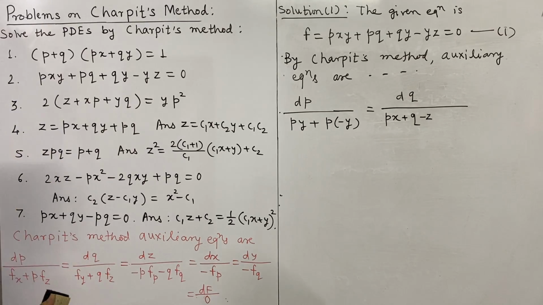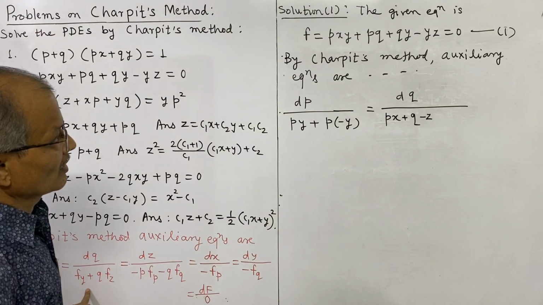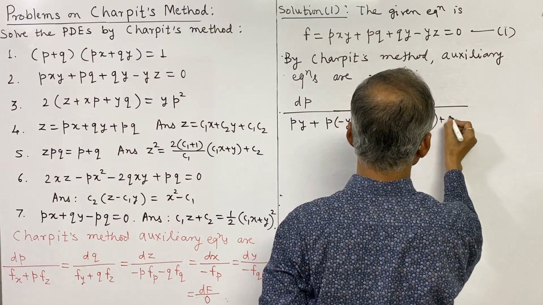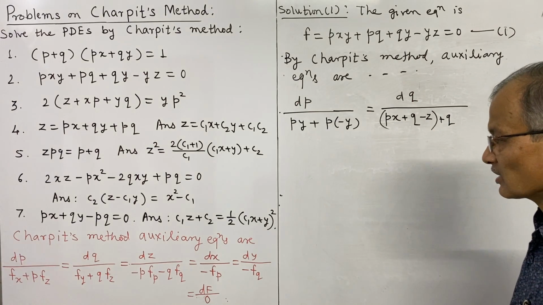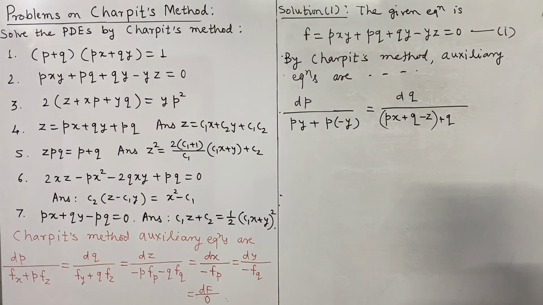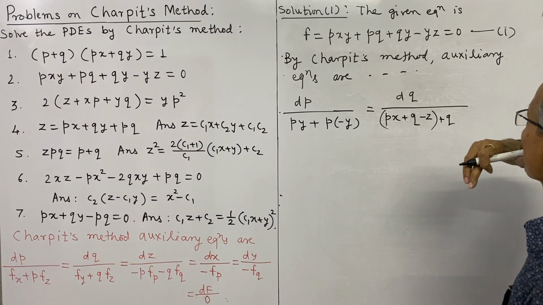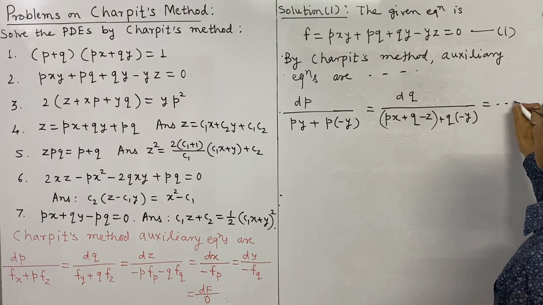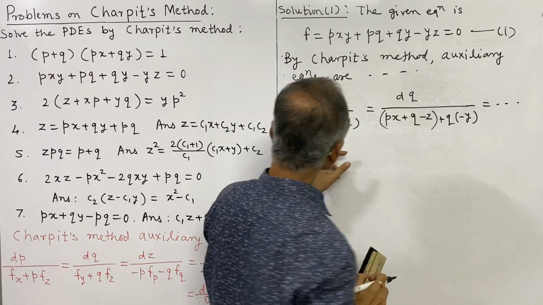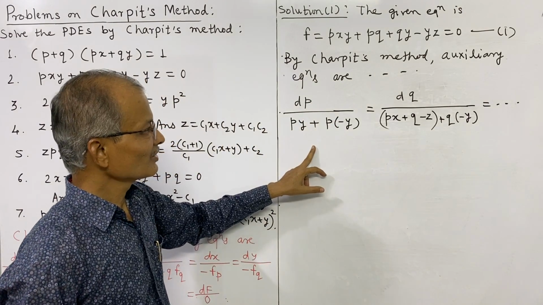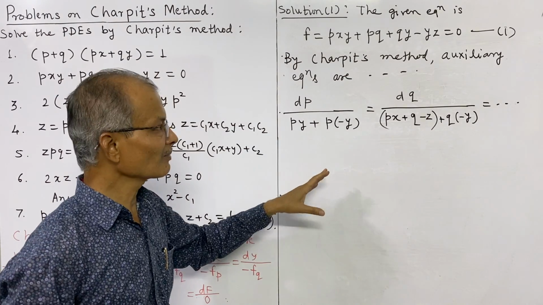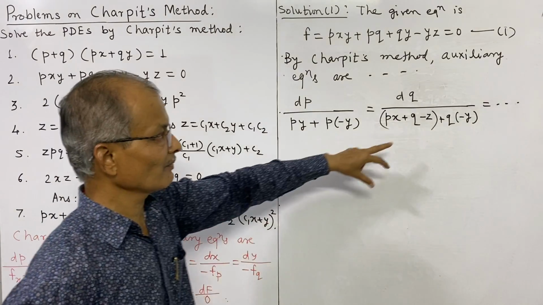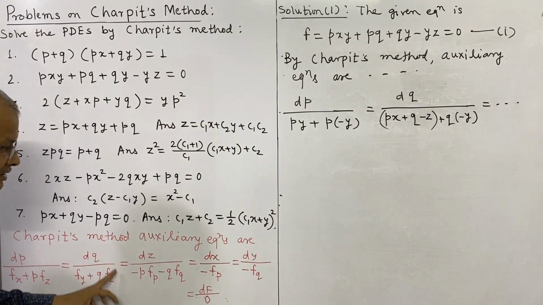Partial derivative of f with respect to y, and now this is plus q times... and what is the partial derivative of f with respect to z? So the partial derivative of f with respect to z is -1, and so on. Why? Because we get the first fraction as dp divided by 0. So that is useful here, and therefore there is no need to write the remaining fractions. But you must produce the auxiliary equations here.